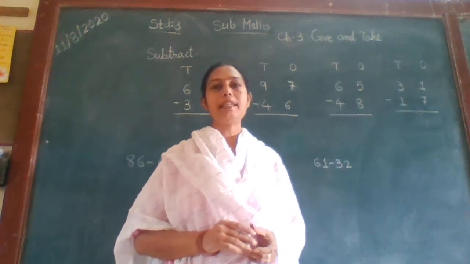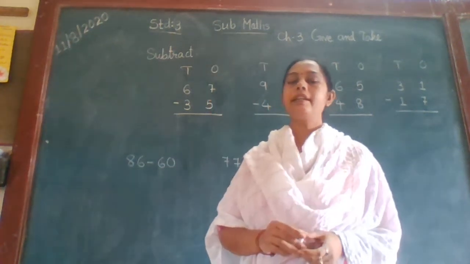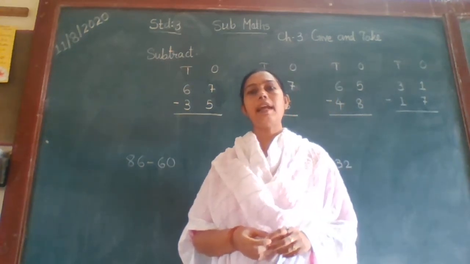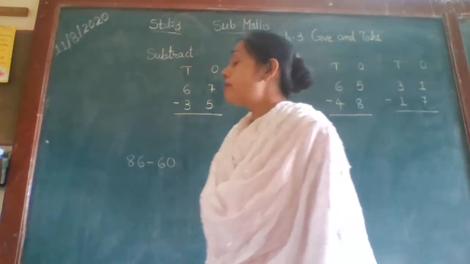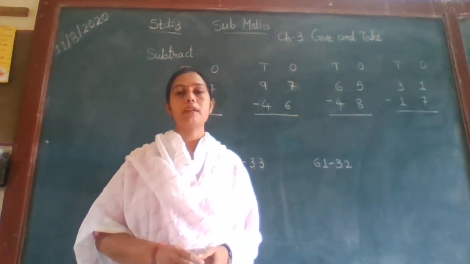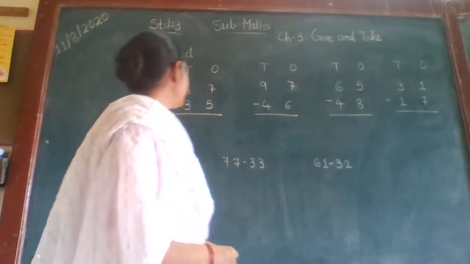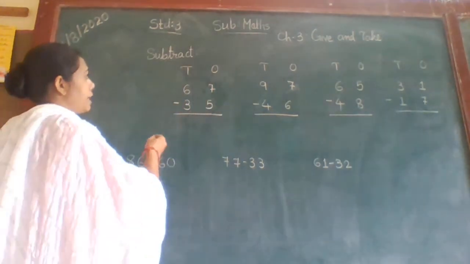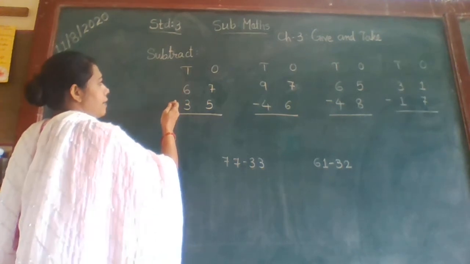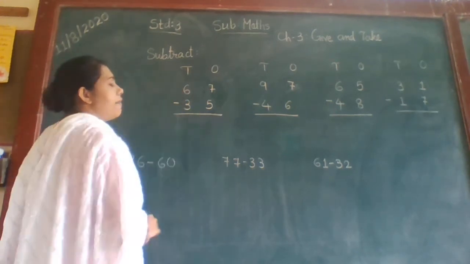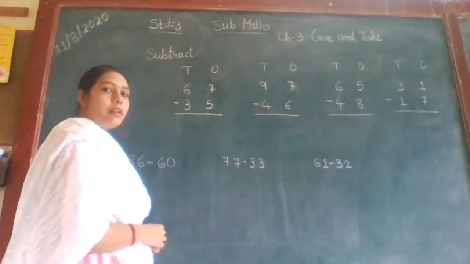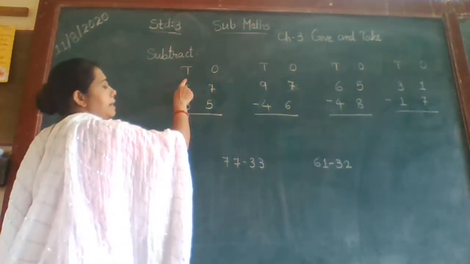Today in Maths, chapter number 3, Give and Take, we see some examples of subtraction and addition. To subtract means to minus or to cut. So we see some examples of subtraction. Here the first example given to us is 67 minus 35. Two-digit numbers are given to us, with ones and tens.